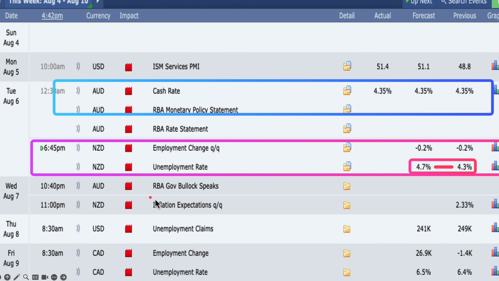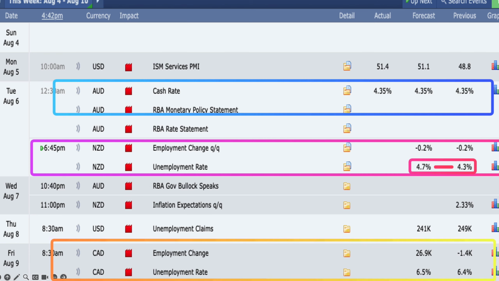Outside of that, you can see there's not a whole lot throughout the week. On Friday, we have the employment report out of Canada, but that's pretty much it. So I think right now, you just want to continue focusing on the broader markets.